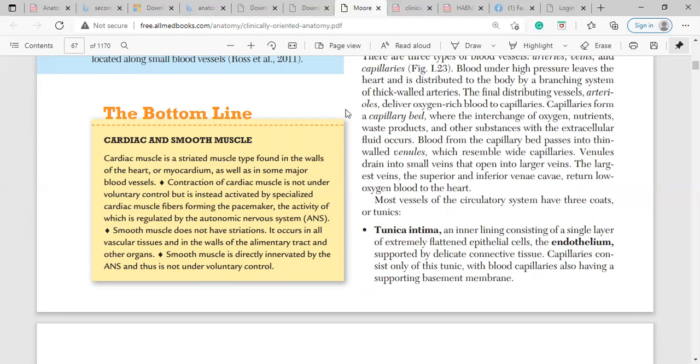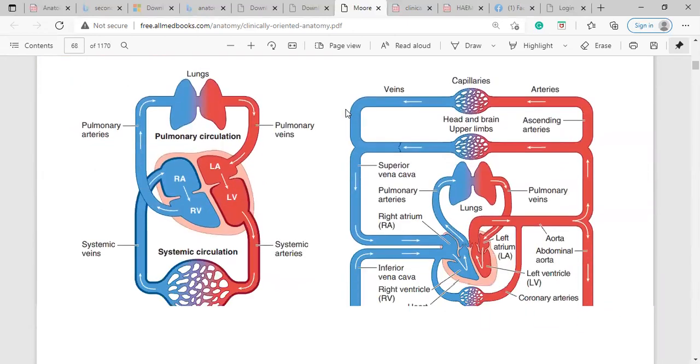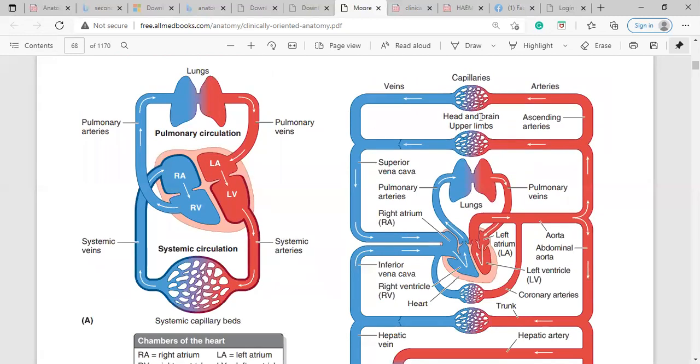Now, in the capillary bed, you will find venules at one end, and you will find arterioles at the other end. So here, if you look at this capillary, this is an artery. This artery divides into smaller ones, which are the arterioles. And then this is the vein. This large vein was formed by a combination of smaller veins.